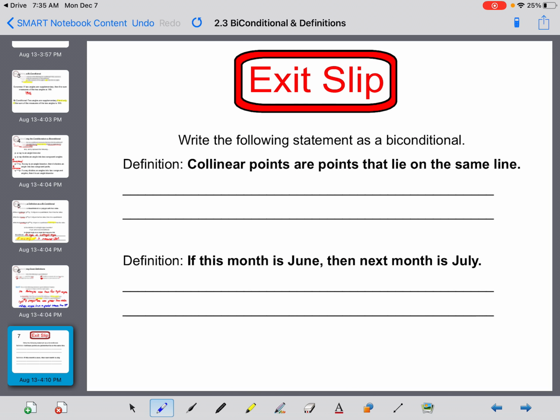Okay, your last part for your exit slip, write the following as a biconditional statement. Remember, you're going to use if and only if within your statement. Okay, so we're going to need that phrasing on each of these. All right, try those 2 on your own. Don't forget to submit your work. Thanks for watching.